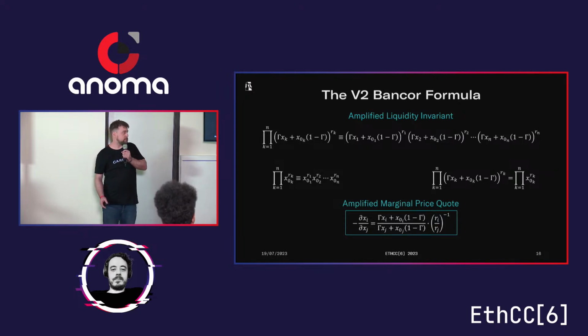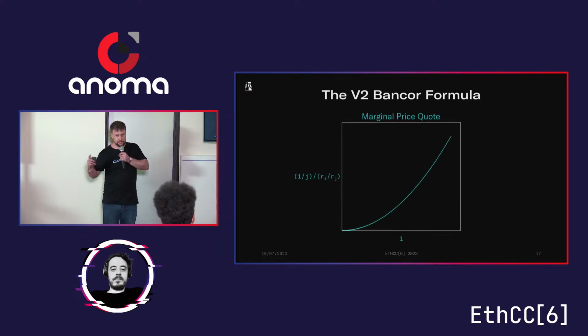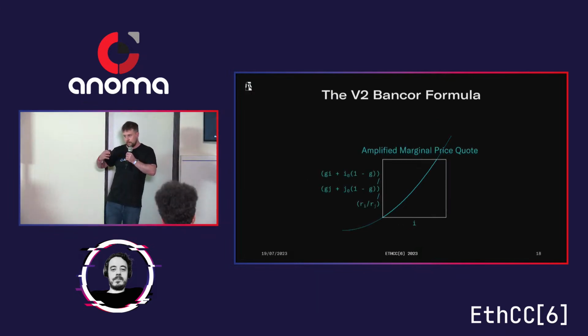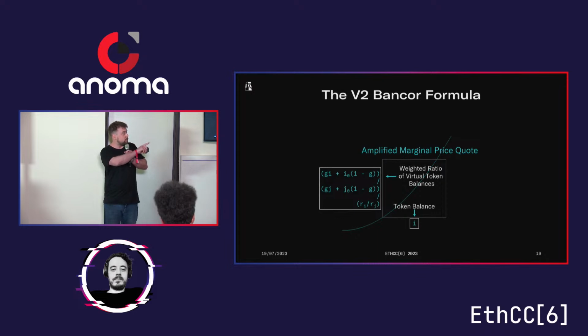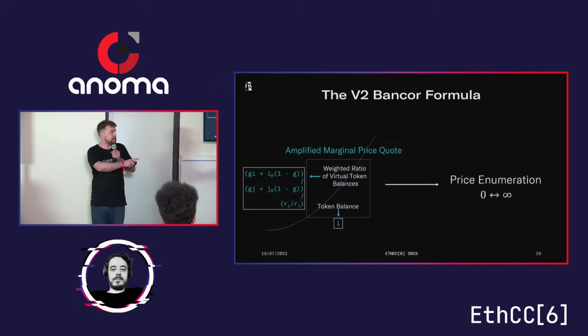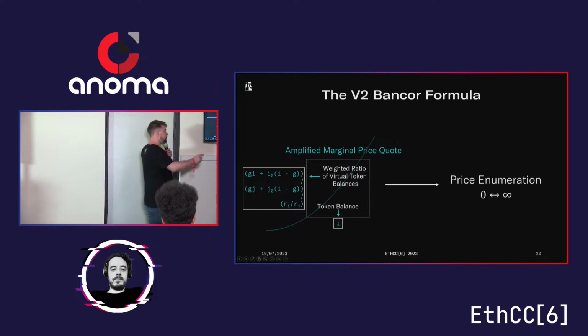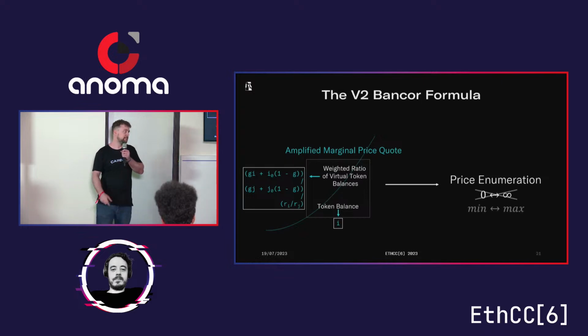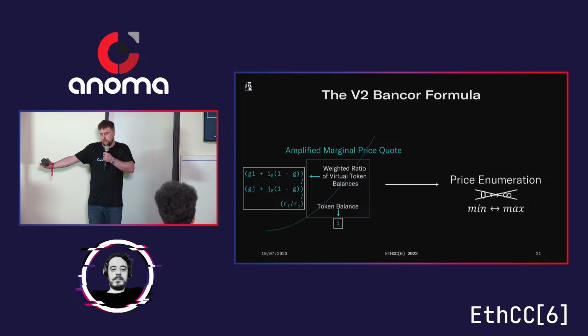So the amplified marginal price quote looks like this, and you can apply that same sort of heuristic in order to understand how its price changes over time just by shrinking the boundaries of your window. So here, we still have the weighted ratio of now virtual token balances determining the price versus some of the other tokens. It doesn't really matter which one that you choose. But now, instead of enumerating the price between 0 and infinity, you can see that the price is actually hitting that boundary, right? There is a maximum and minimum price here. And so we now have this min-max sort of price range that we can decide to provide liquidity in.